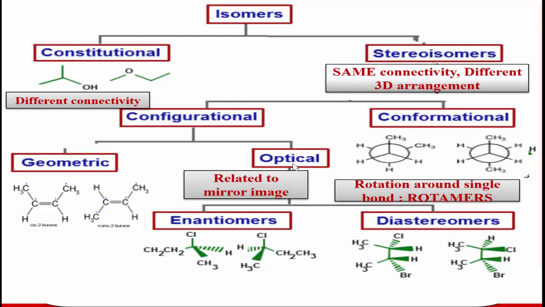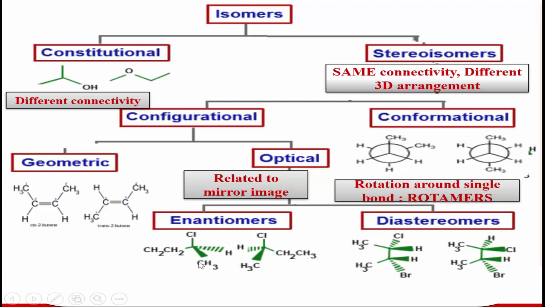Now you will realize why I have explained mirror image in the beginning itself. Optical isomers are again of two kinds, enantiomers and diastereomers. These isomers are configurational in nature. They differ in the arrangement of substituents. Configuration means arrangement of substituents in three dimensions. Their arrangement is such that they are mirror images of one another.